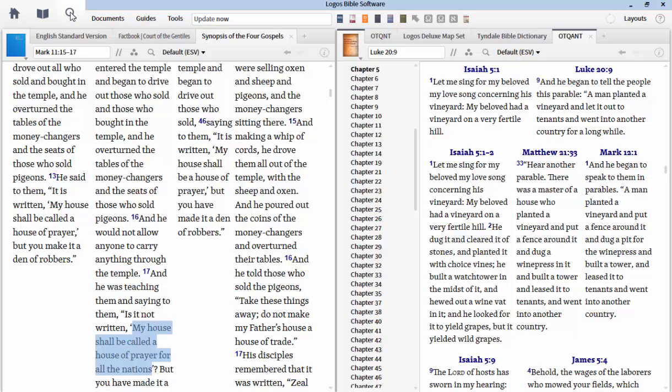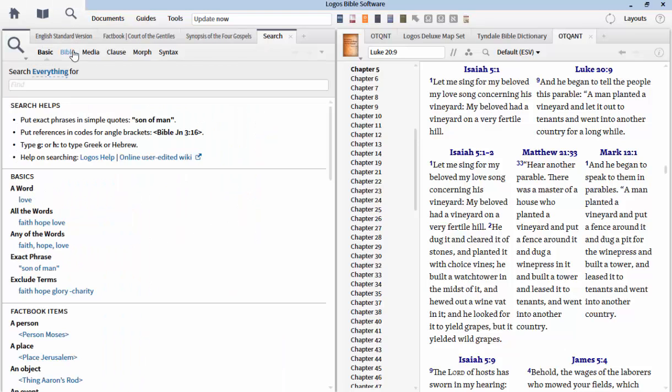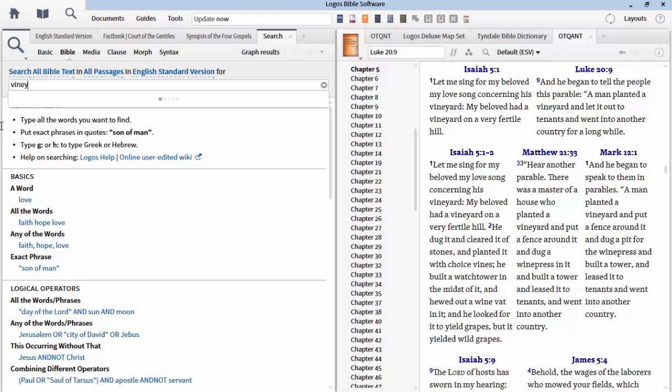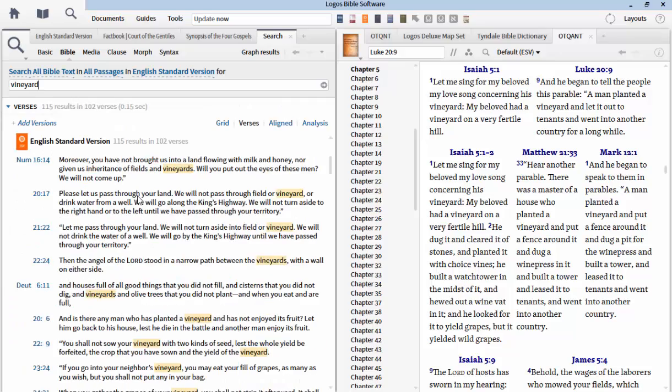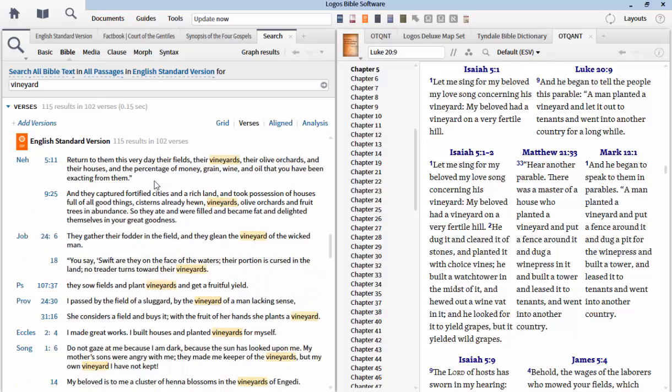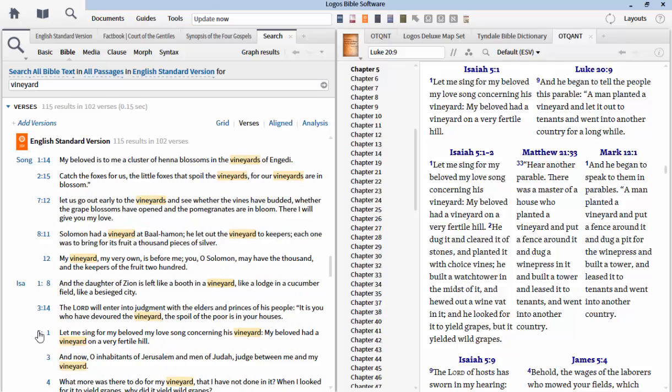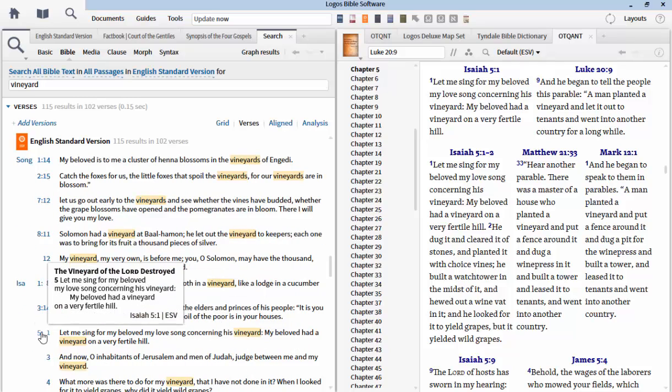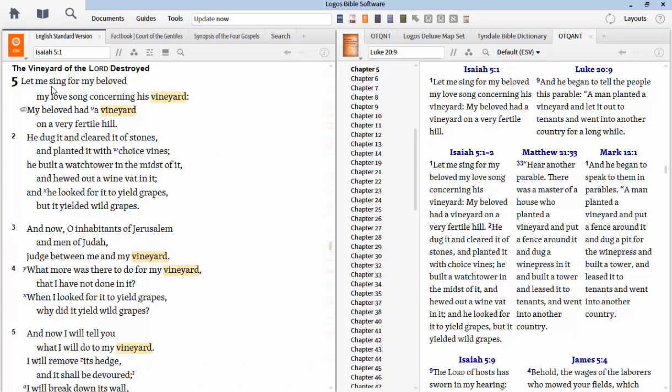And of course you can just open a search panel, go to Bible and search for vineyard, and if you look long enough, you will eventually come to Isaiah. Yes, here we are, Isaiah 5, and this is actually a parable in Isaiah. It's called "Let me sing for my beloved, my love song concerning his vineyard." So it's a poem, which is kind of like a parable because you have symbols here. It's an allegory. My beloved has a vineyard.